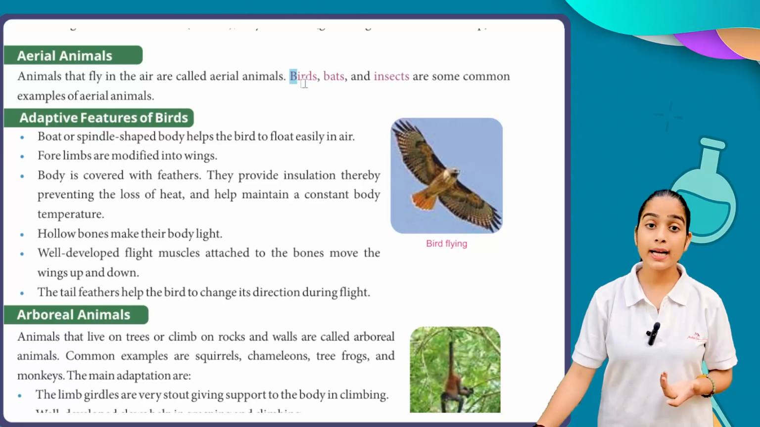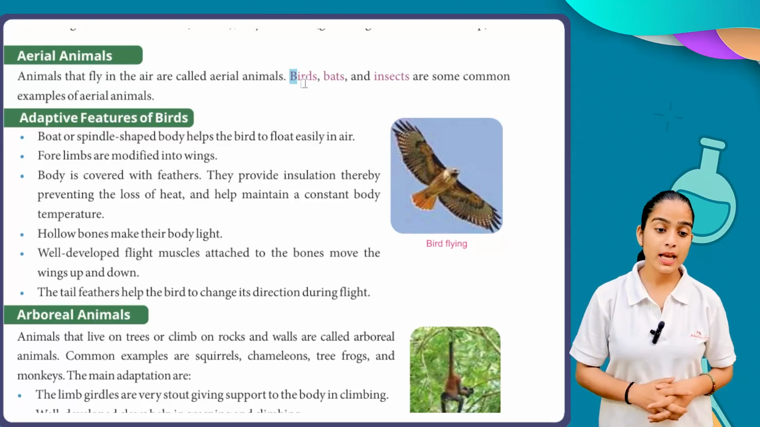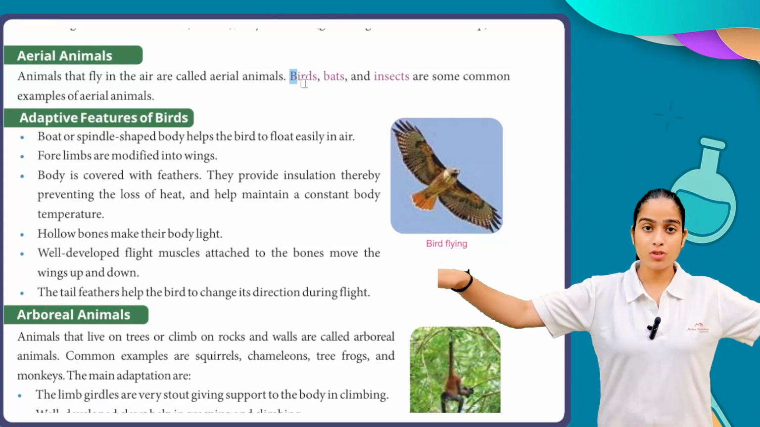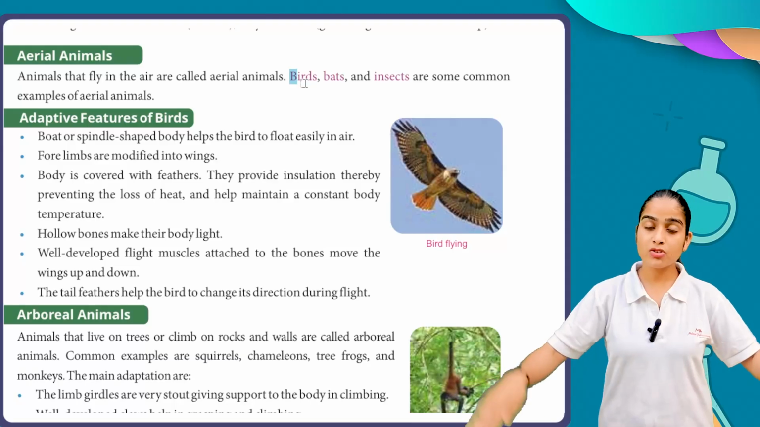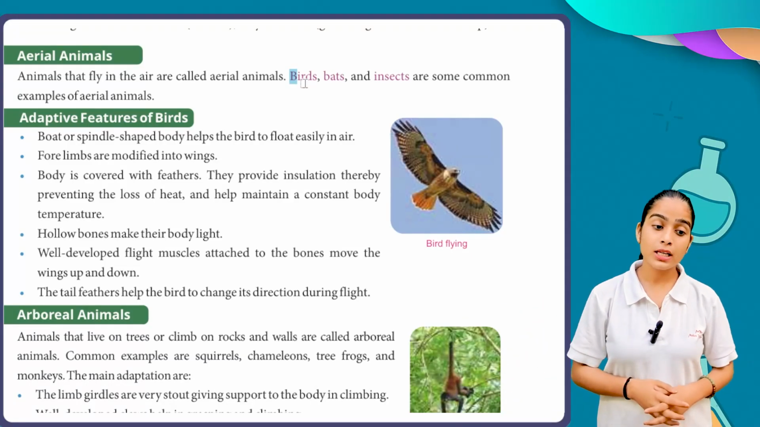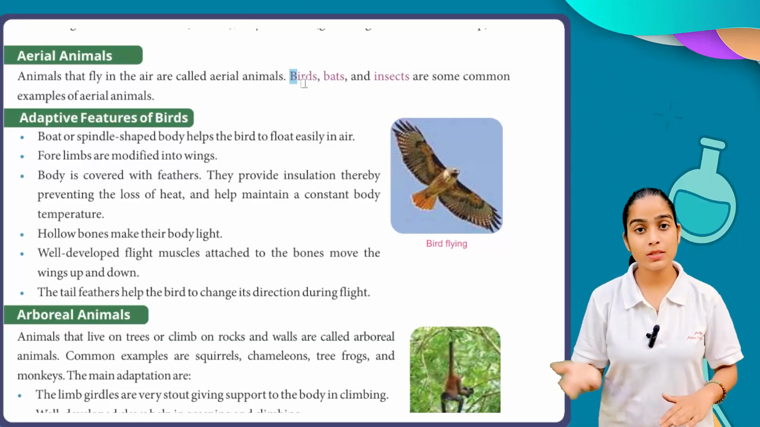Now, what are the adaptive features of birds? Boat or spindle shaped body helps the bird to float easily in air. So they have a boat-like structure. With the help of this boat-like structure, they can easily balance themselves in the air. Next, forelimbs are modified into wings. They do not have limbs; instead of limbs, they have wings.